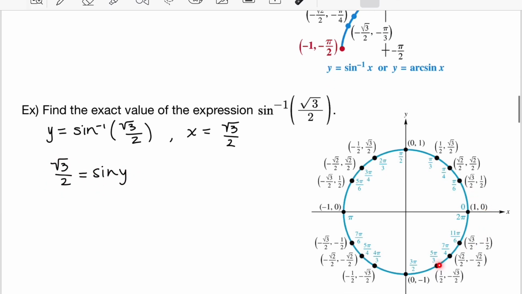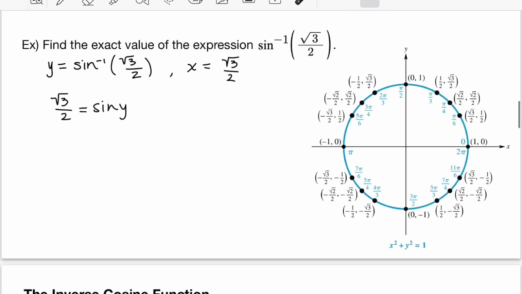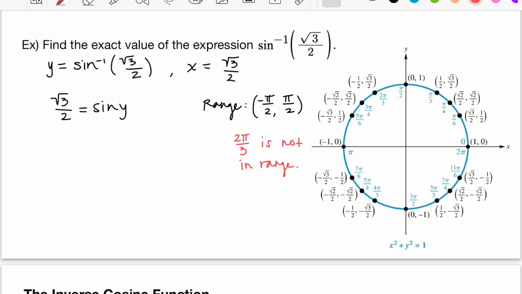And then we have our unit circle here to help us determine that. Now notice sine of y here at pi over 3 is going to be root 3 over 2. And we also see that that's the case at 2 pi over 3. However, remember our range is going to be negative pi over 2 to pi over 2. So this option here, this 2 pi over 3, is not in our range. So the exact value for this guy here is just going to be pi over 3.